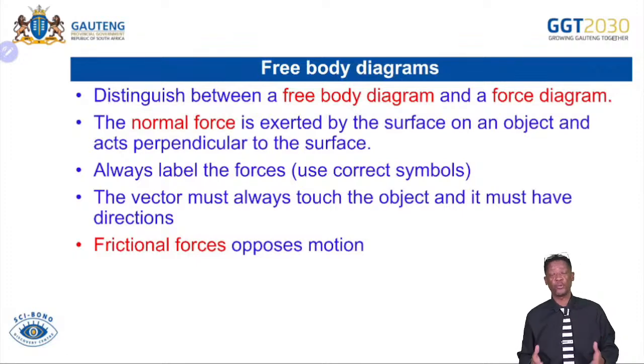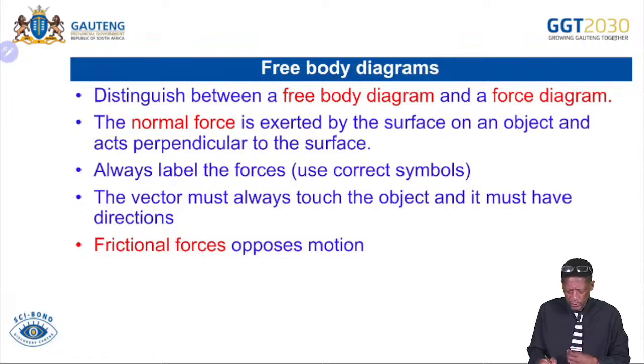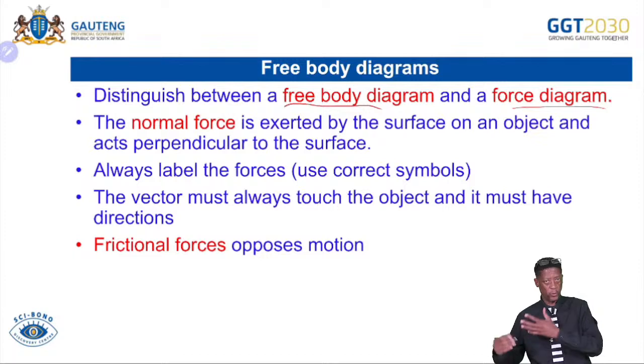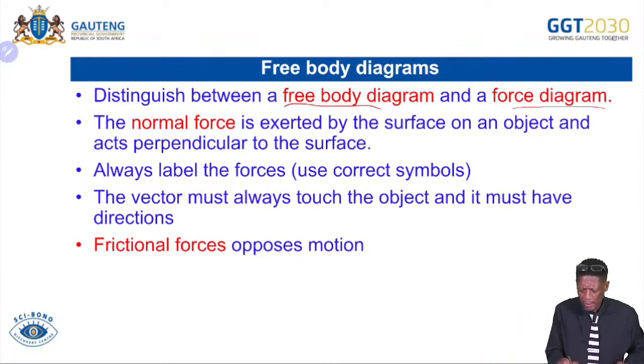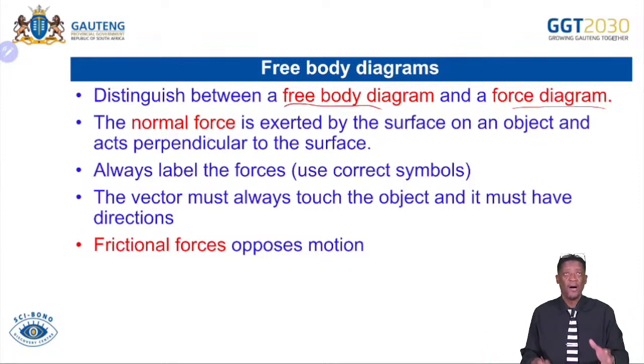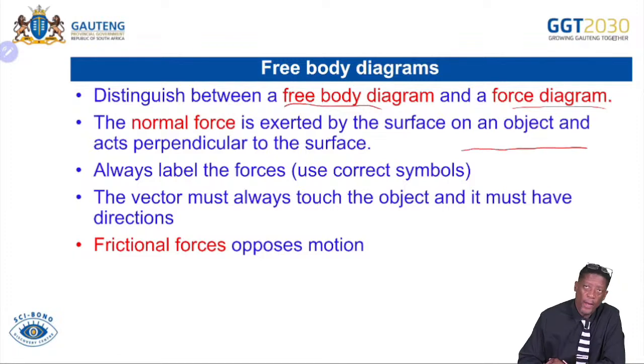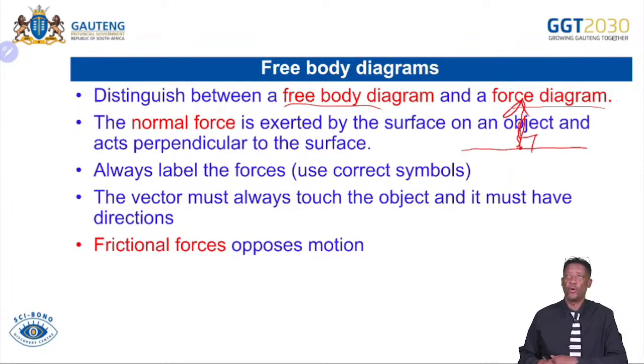You are still not able to do a free body diagram. There's a difference between a free body diagram and the force diagram. Look at the normal force. The normal force is always exerted by the surface on an object and acts perpendicular. If you've got a surface like this, where will your normal force be? It will be perpendicular, meaning 90 degrees to the surface. This is your surface, and this will be your normal force.